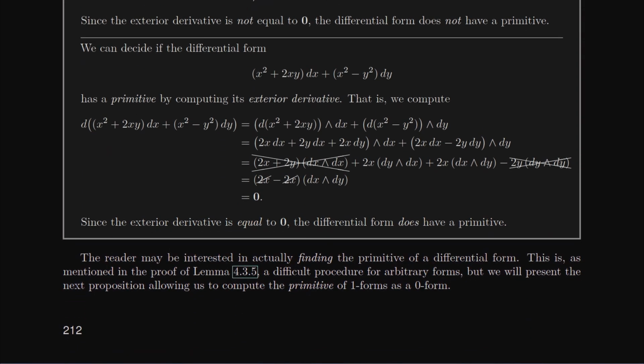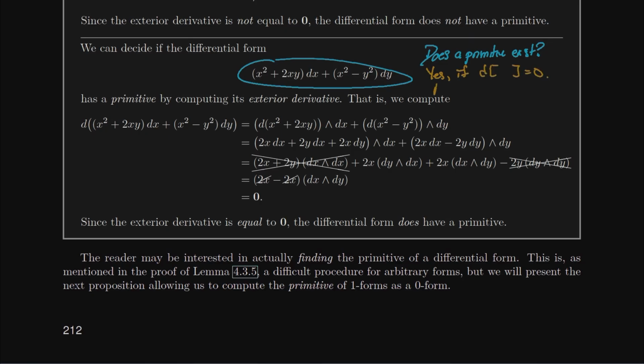Let's look at another case. Here's a slightly modified differential form. You ask the same question, does a primitive exist? Yes, if the exterior derivative equals 0. No, otherwise. Well, let's compute an exterior derivative and find out. There's my exterior derivative. I'm going to distribute to both coefficients at the cost of a wedge. So I've got d against the first coefficient, x squared plus 2xy, wedge dx. I have d against the second coefficient, x squared minus y squared, wedge dy.